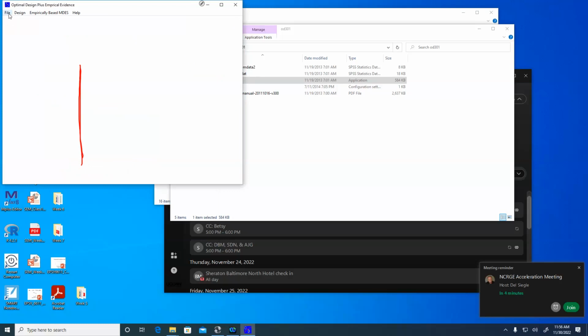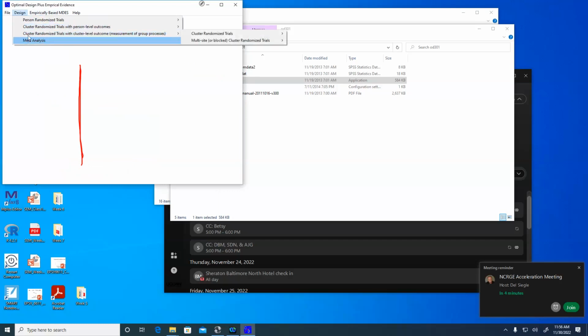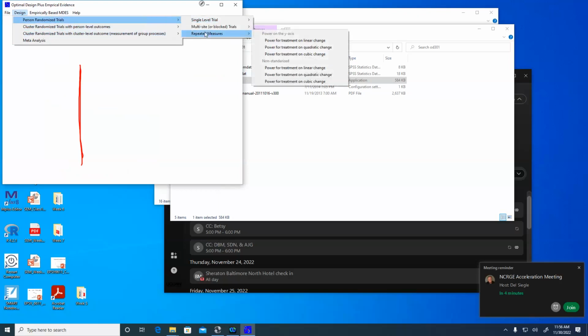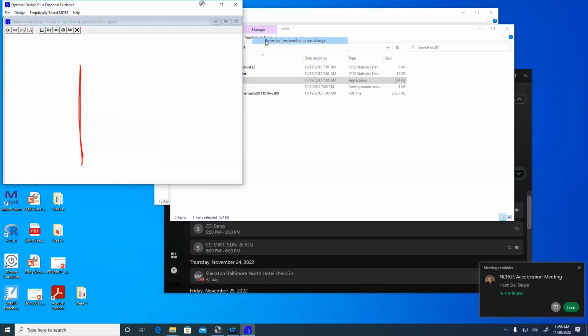Okay, so go to person randomized trials, repeated measures. And let's do power for treatment on, we're not going to mess with quadratic or cubic change. Let's just do power for treatment on linear change there. And I think I need to get rid of that line. This is right.